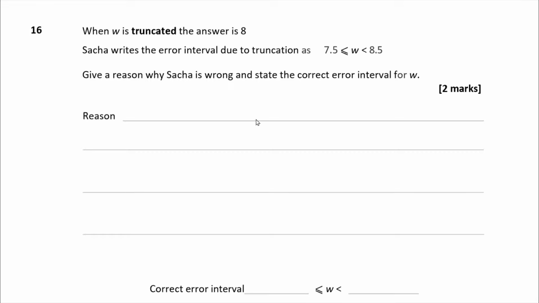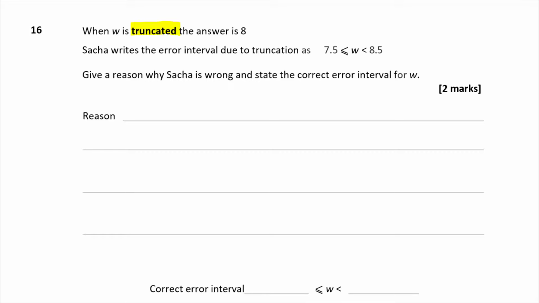Question 16, when w is truncated, the answer is 8. Sasha writes the error interval due to the truncation as 7.5 is less than or equal to w, which is less than 8.5. Give a reason why Sasha is wrong and state the correct error interval for w. Notice that this word here is in bold because we've not rounded, we've truncated. Truncating is different from rounding. Truncating is basically keeping the whole number part and getting rid of the decimal.